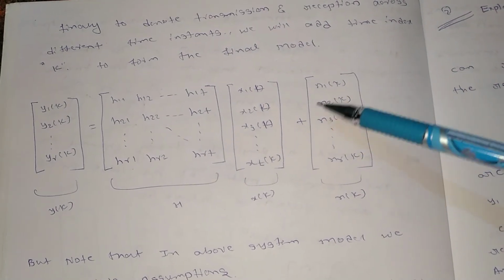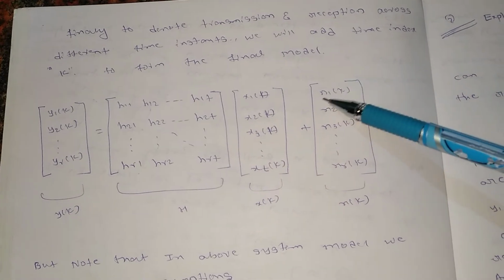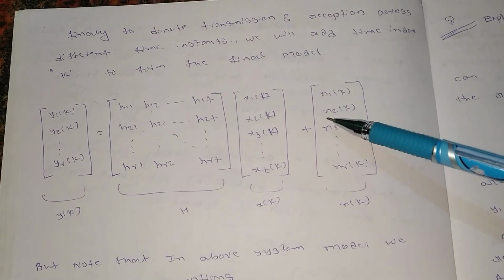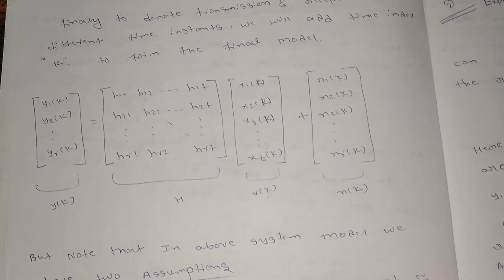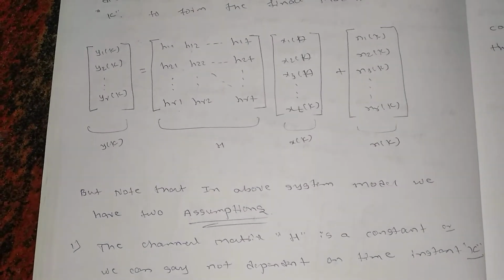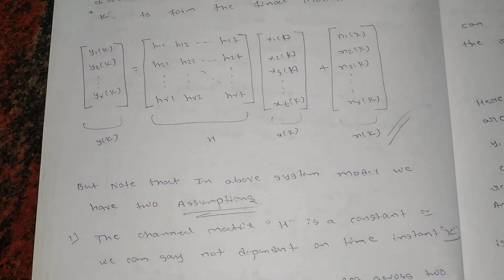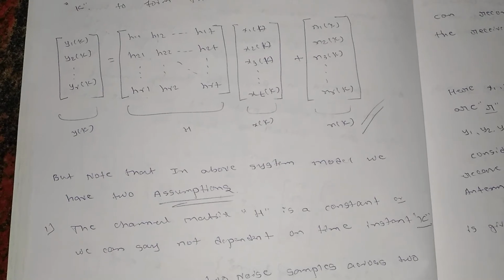Then the noise will be having the time instant as well. So for the first time instant, n1 of k was the noise, and for the second time instant, n2 of k was the noise. So like this I can differentiate at the receiver. So that's why all those things I have mentioned here. So this is the complete mathematical model for MIMO in terms of the y equal to hx plus n form.